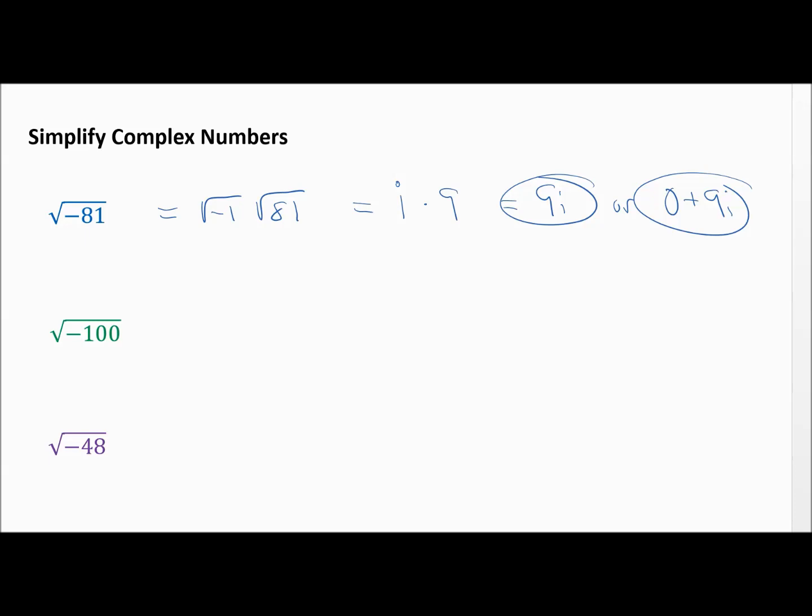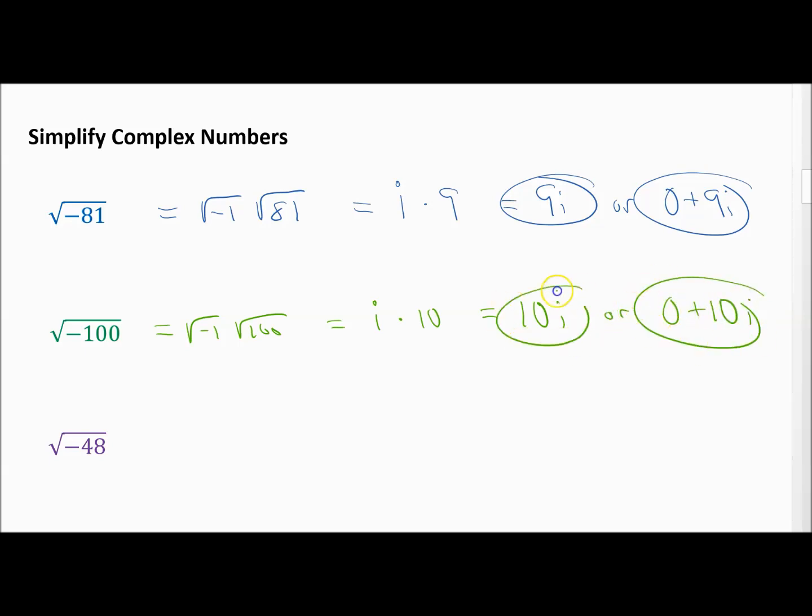So let's do this again. Let's work with the square root of negative 100. Again, you can think about this as the square root of negative 1 times the square root of 100. Well, the square root of negative 1 is i, the square root of 100 is 10, and you could write that as 10i, or 0 plus 10i. And again, either of those is appropriate.